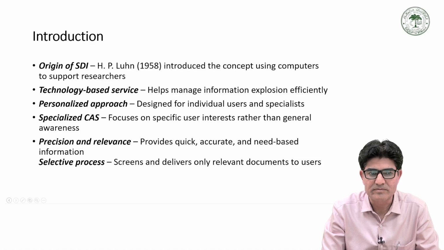The service is about precision and relevance, providing quick, accurate and need-based information to the users, and it is basically a selective process in which we screen and deliver only relevant information and documents to the users. So the concept of selective dissemination of information service was for the first time introduced by H.P. Luhn, and he suggested the use of computer for delivering these kinds of services.